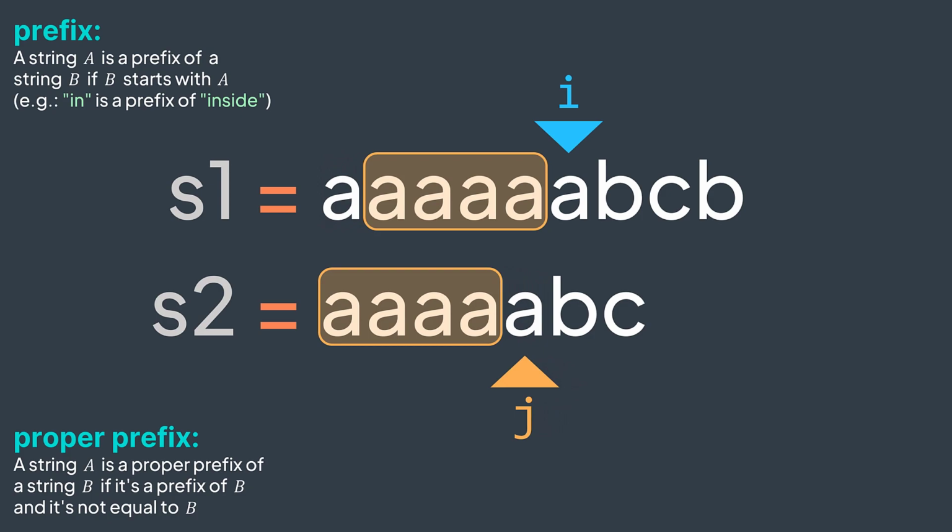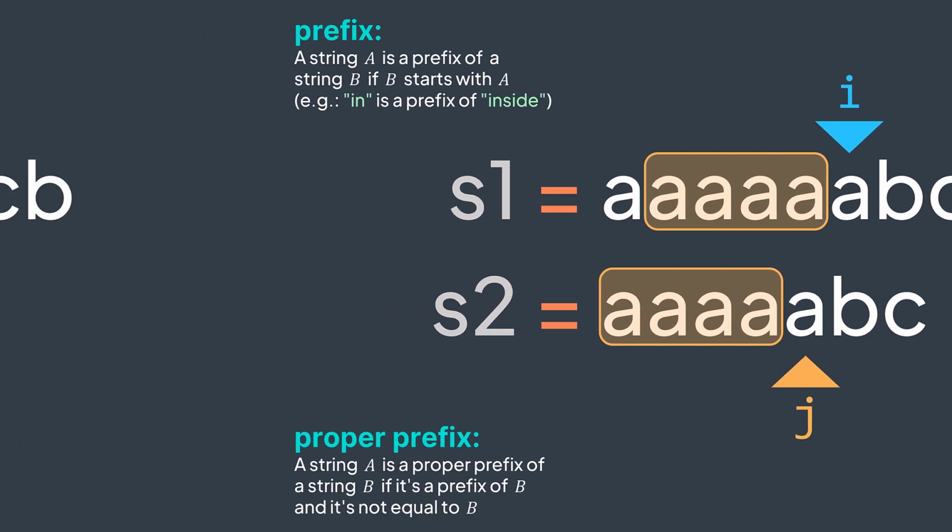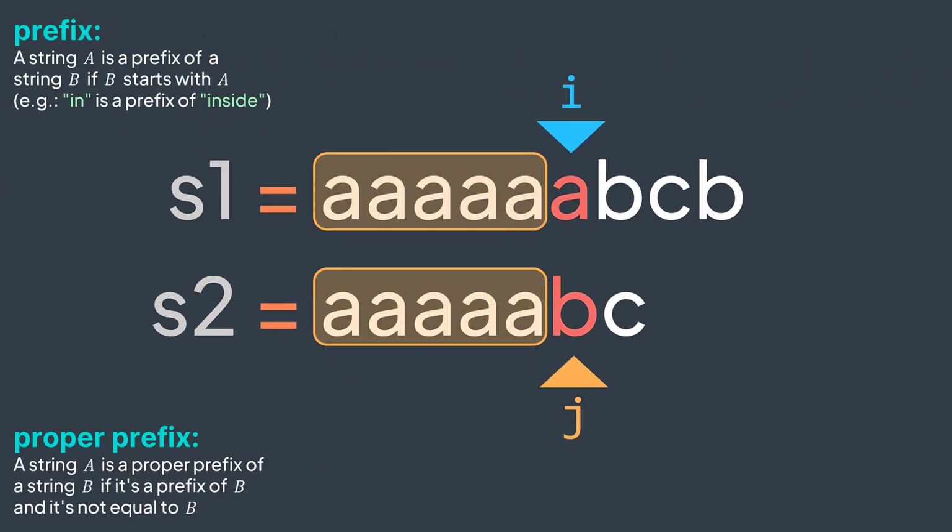Next question, how did we know that it's A and not something else? We started from the first index and we matched with the part A, then we found a mismatch. Let's name the part that matched S3.